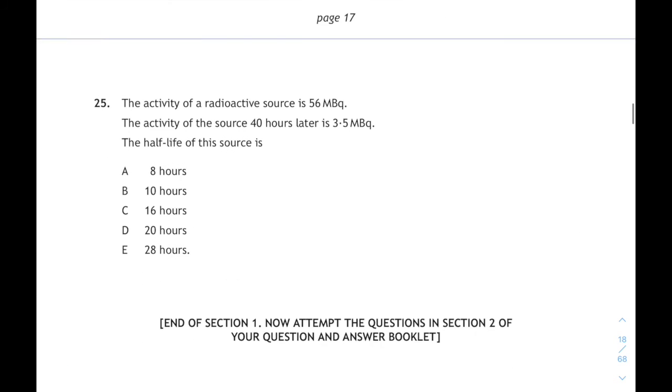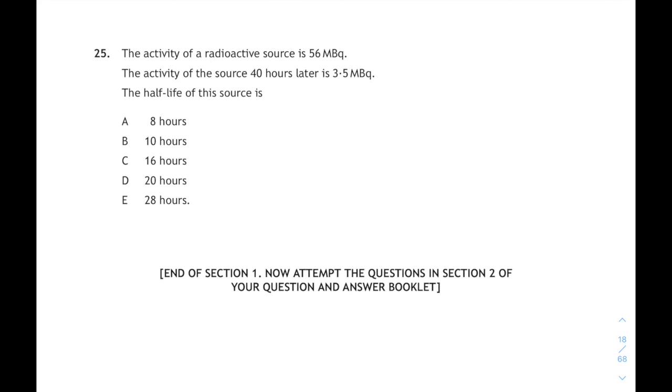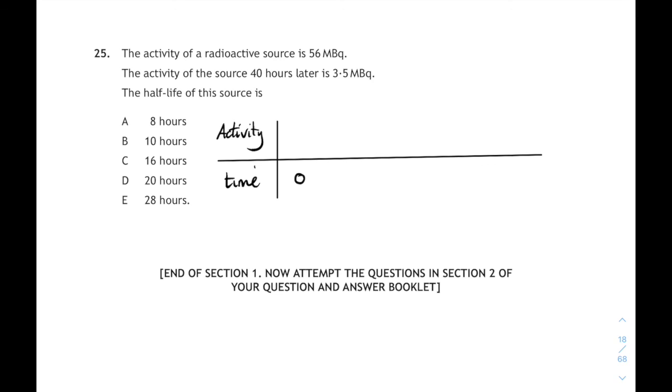We've got there the last one. The activity of a radioactive source is 56 megabecquerels. If the activity 40 hours later is only 3.5 megabecquerels, what's the half-life of the source? We draw our little table. 2 rows in the table. The first row will be activity, and it will be in megabecquerels in this case. The time on the bottom will be in hours. At the start, the time is 0 and the activity was 56. What do we do with that 56?